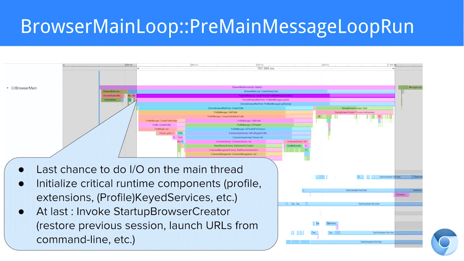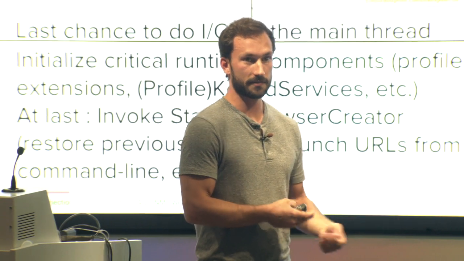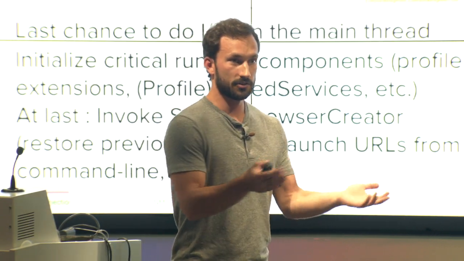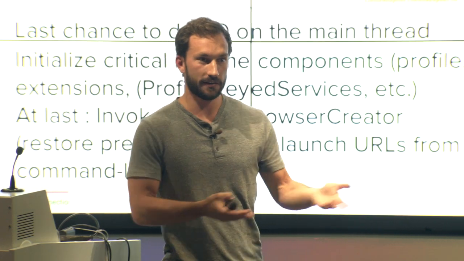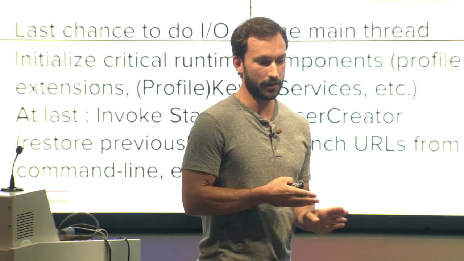Then we enter pre-main message loop run. And since the threads are running, at least now we're doing parallelism to start the rest of the stuff. Pre-main message loop run is the last chance to do file I/O on the main thread. Ideally, we wouldn't do file I/O on the main thread, but for startup, we kind of have no choice because a bunch of stuff needs to know what to do in order to start, and all of that is saved to disk, so we have to do file I/O at the beginning.